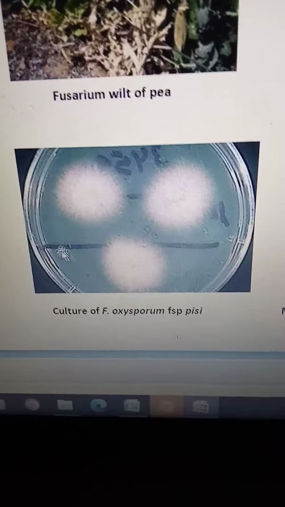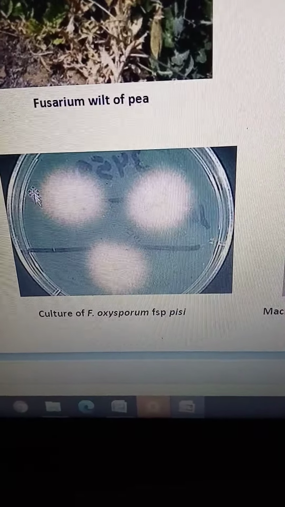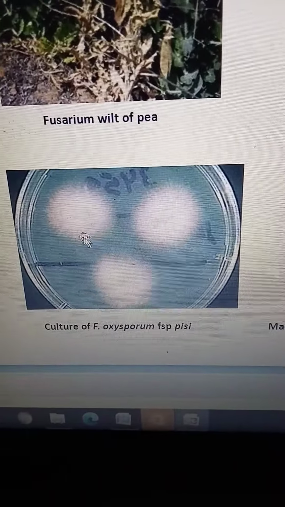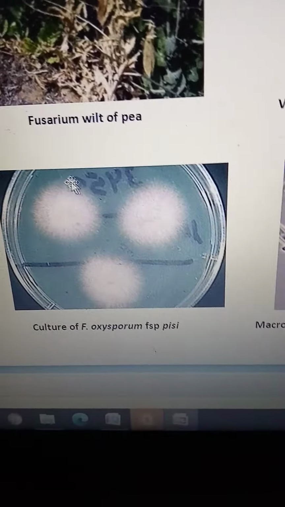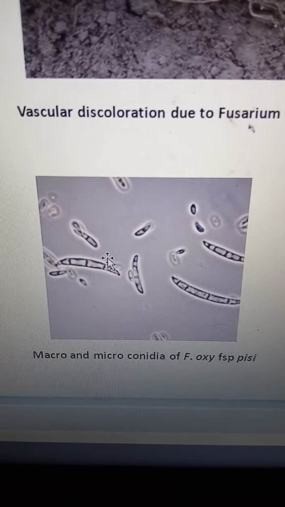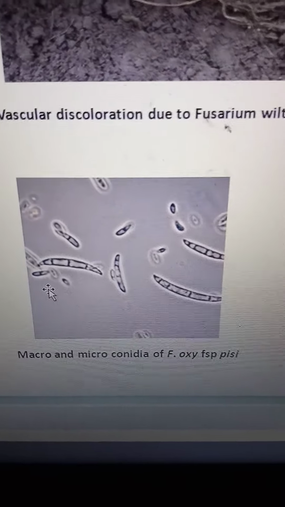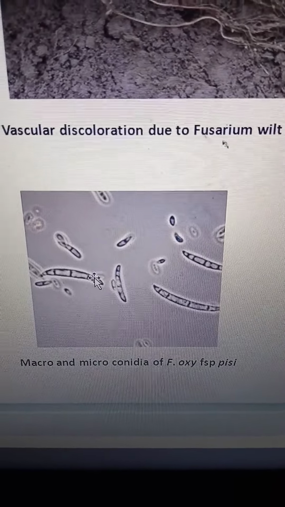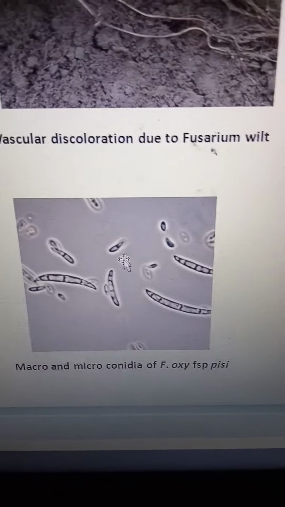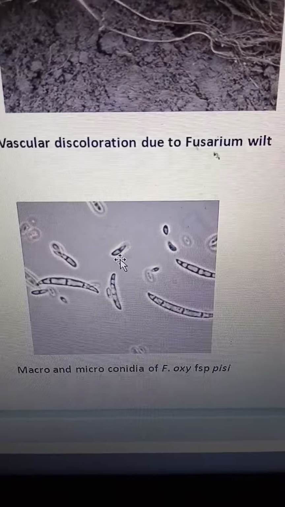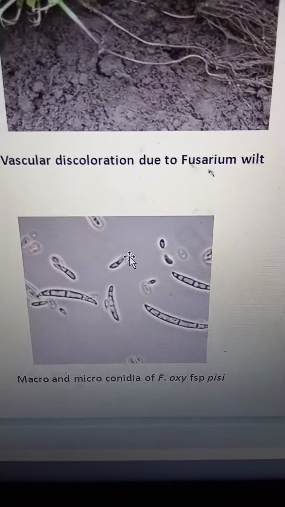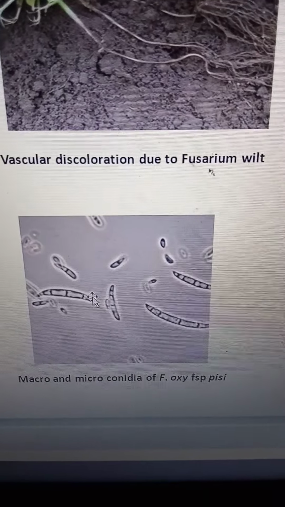And this is how the colony grows on the PDA plate. This is a light pink cottony growth on the PDA plate, and when you observe it under the microscope, it will form two types of spore. One is macroconidia, which are a bit larger, sickle-shaped or elliptical with 2 to 3 septations, and another one is microconidia, which will be mostly two septate. This is microconidia and this one is macroconidia.